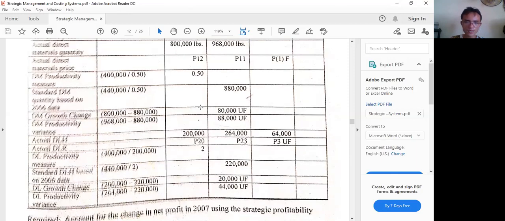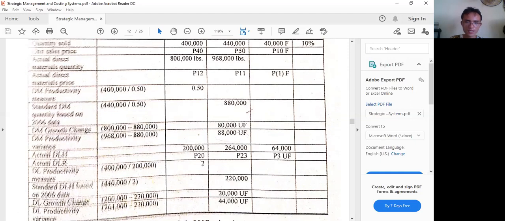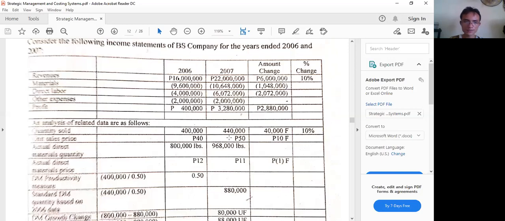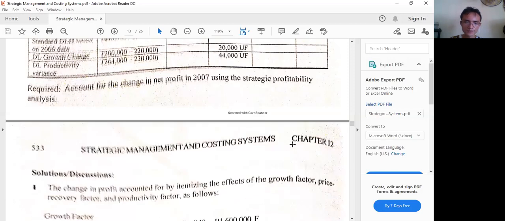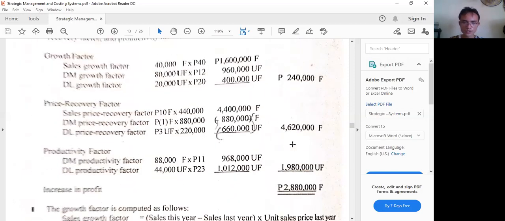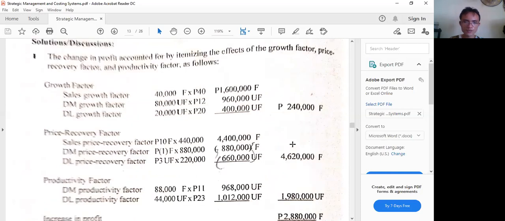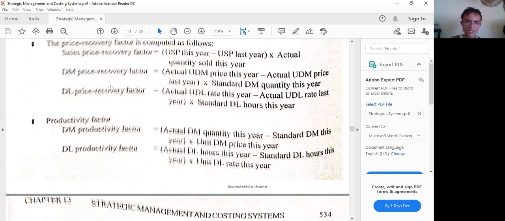Then we can notice that really the variance of direct materials total is 80 plus 88. That's 168,000. For the direct labor hours, that's 64,000. So that can also be seen here on the respective example. You have the growth factor and so on, and then the formulas are being shown here.